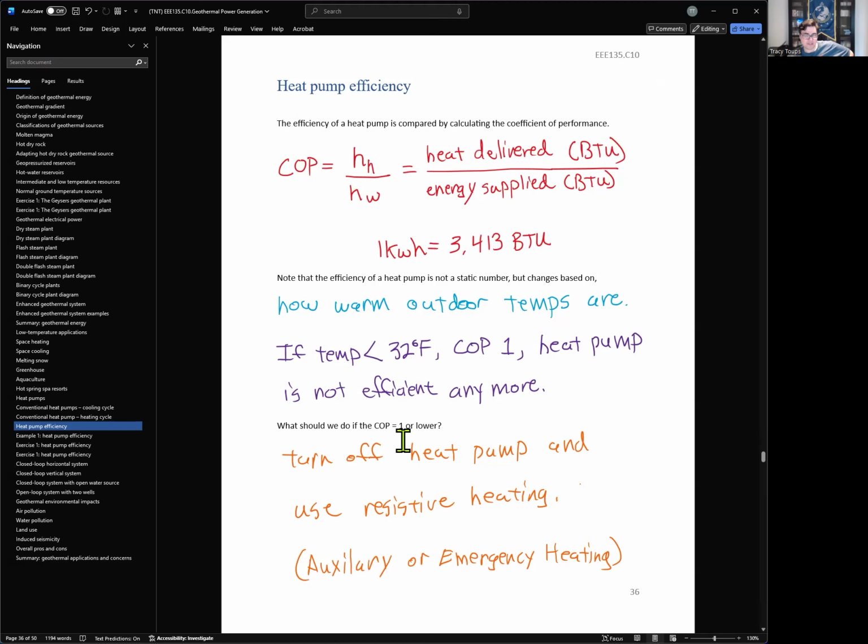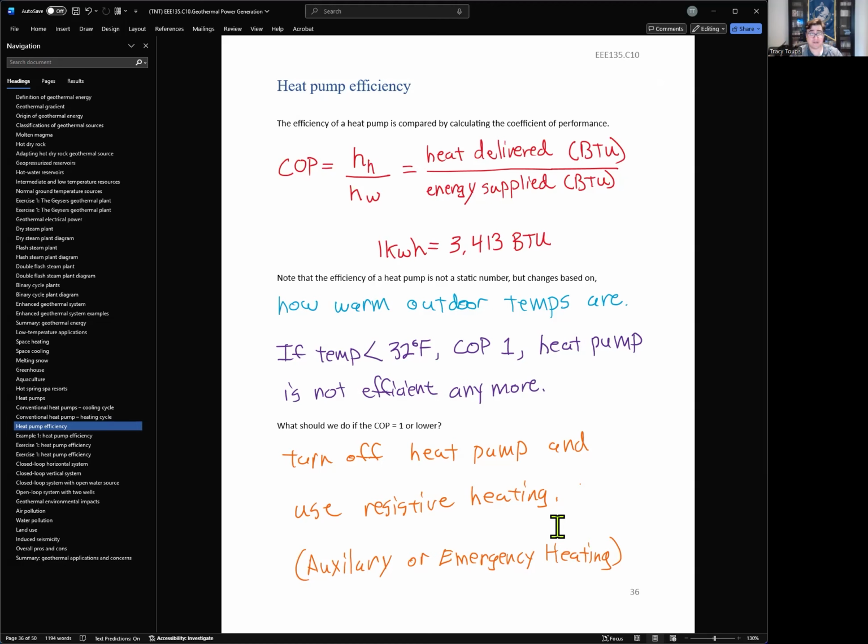So what should we do if the COP is equal to 1 or lower? You might as well just turn off the heat pump and use something else. Use resistive heating. Now, when you have a heat pump installed in your house, you will actually have two heaters. The heat pump itself, which is the standard operation, and what we call auxiliary heating, or some people call it emergency heating. These are the big power resistors I'm talking about, because there will be a chance that your heat pump is not going to work in sub 32 degrees freezing temperature. So this is where that resistor emergency heating kicks on and your heat pump kicks off.